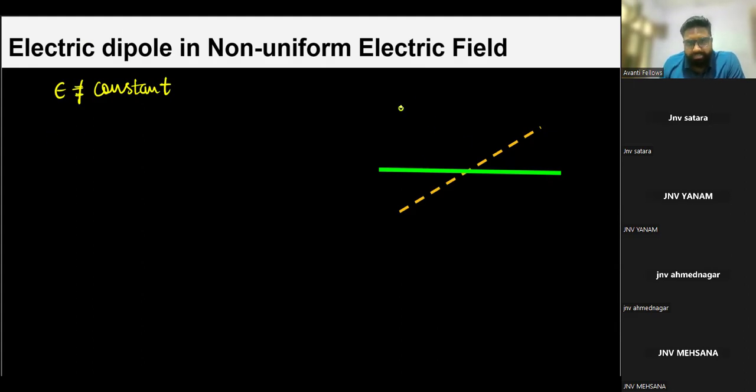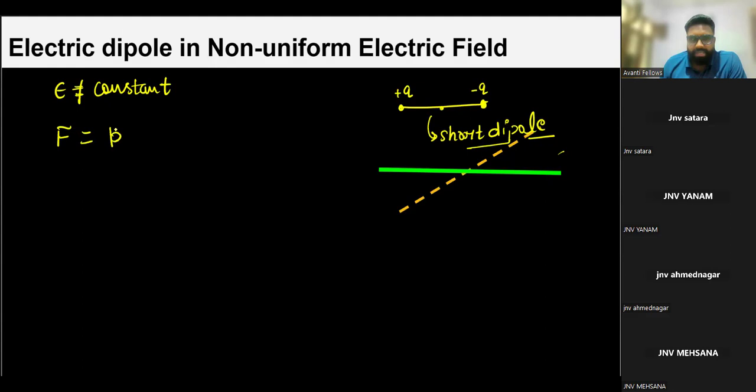If this is the dipole, let's say this is the dipole and the field here is not uniform, so in that case, and this is a short dipole. ठीक है, तो यहाँ जो फोर्स होगा, फोर्स विल बी ऑन दिस माइनस क्यू और दिस प्लस क्यू. ठीक है, so that force is not constant, then that force is given by F is equal to P, P is the dipole moment, into, sorry, P cos theta dE by dr. Just remember this.